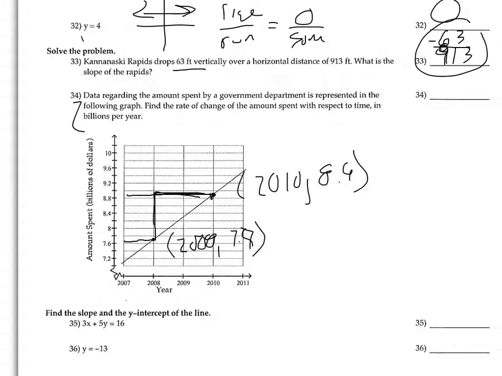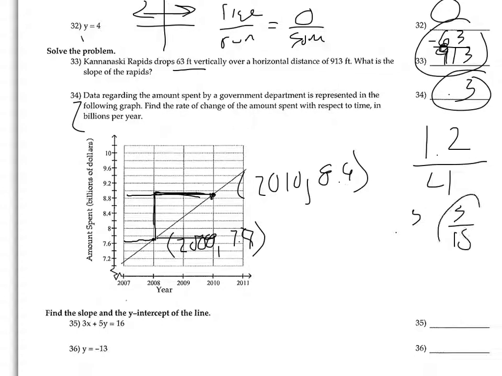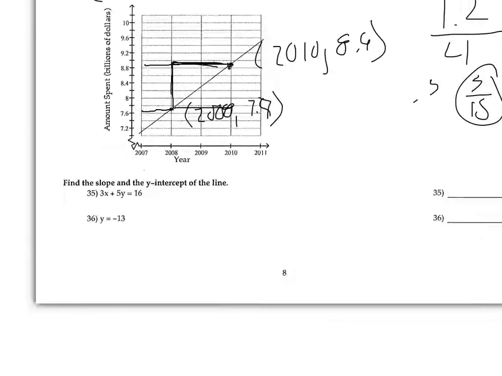8.9. So if it goes from 7.7 to 8.9, it's rising 1.2. And this is in billions of dollars. Now, our run, if we start at 2008 and go over to 2010, we're going over 4 years. So 1.2 divided by 4, we could say this is 0.3 or something like that, and that's it. Or we could say that's 3/10, so up 3 and over 10. There are a lot of different ways to represent that, but the answer in the answer key is incorrect for that, so just wanted to give you a heads up.